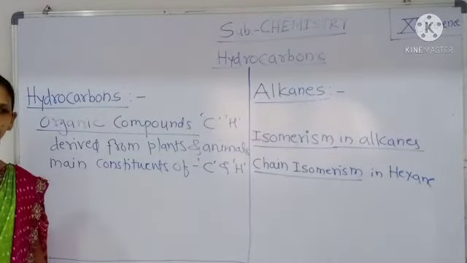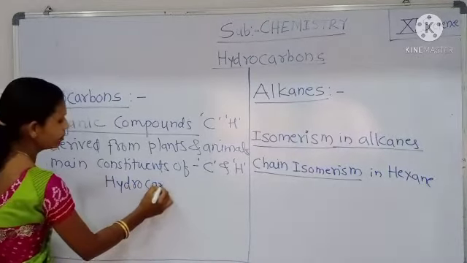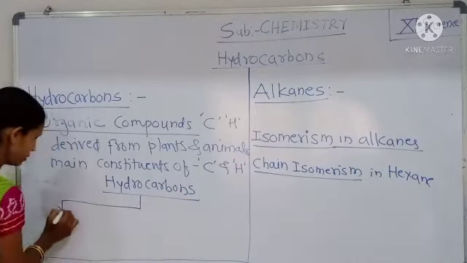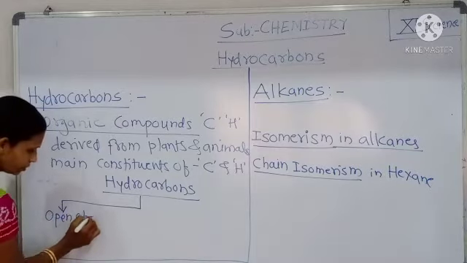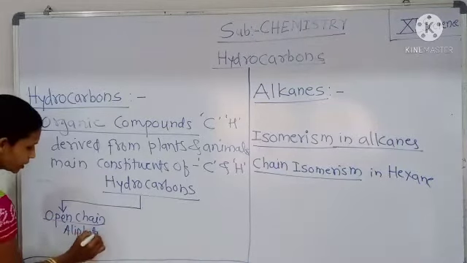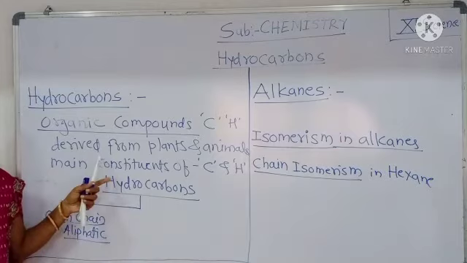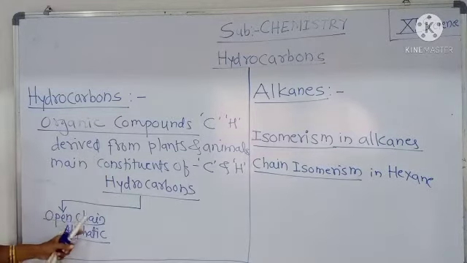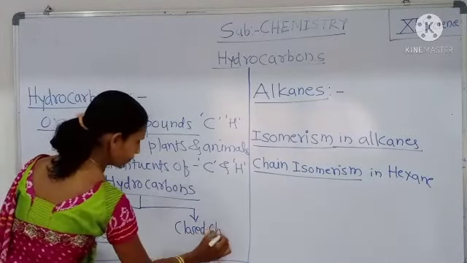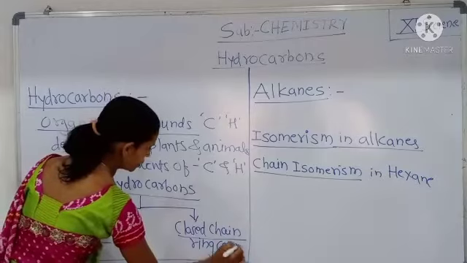All of you studied about this, and there are different types of hydrocarbons. Generally, hydrocarbons are classified into two categories. First, open chain hydrocarbons, which are also known as aliphatic hydrocarbons. Aliphatic means these are obtained from, or present in, the fats of animals and plants. The second one is closed chain organic compounds, which are also known as ring compounds.